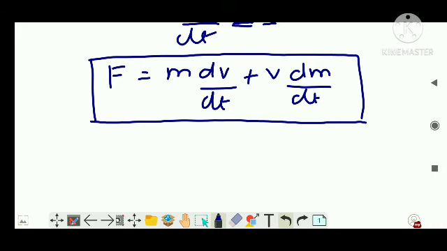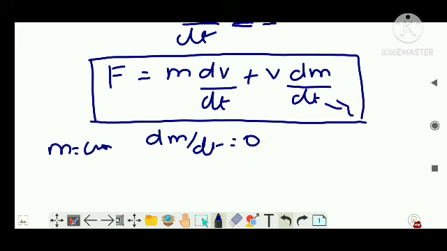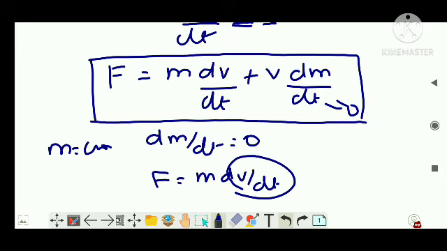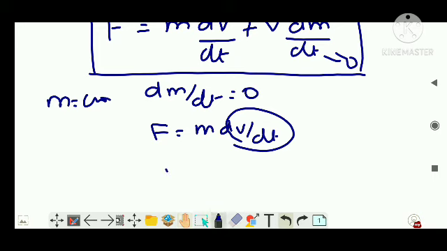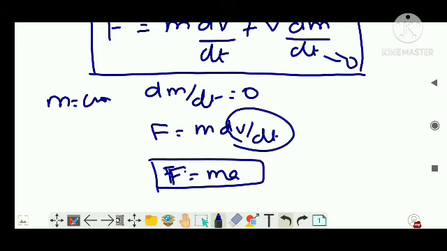Suppose the earlier condition which you learned in lower classes, when mass is constant. When mass is constant, there is no change in mass, so dm by dt is 0, and this part becomes 0. So I can write m dv by dt. The rate of change of velocity is acceleration, so F is equal to ma. You can produce any equation from this basic equation, so better you learn that equation.